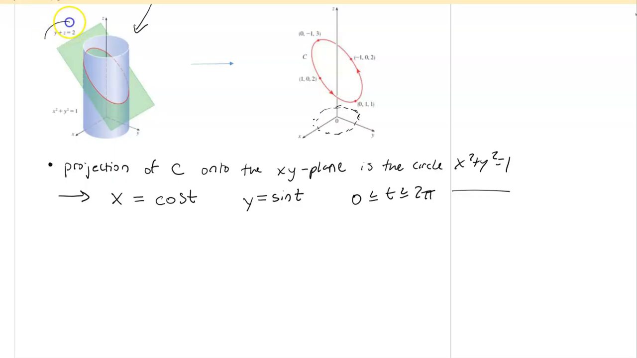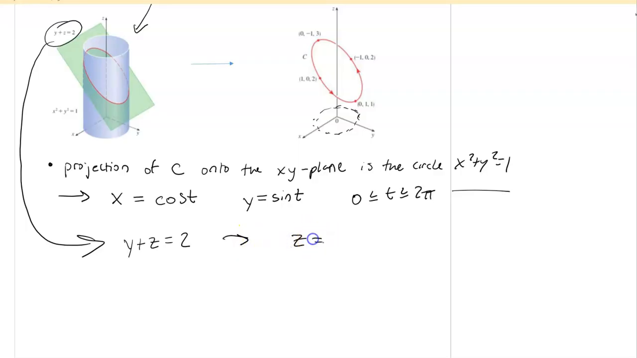So what you're going to do is think about this. We have where this thing is intersecting y plus z equals 2. And we need to know what z is to write our vector function, so it might make sense now that z can be thought of as 2 minus y. And we have a way that we're already parameterizing y. So z can be represented by 2 minus sine of t.